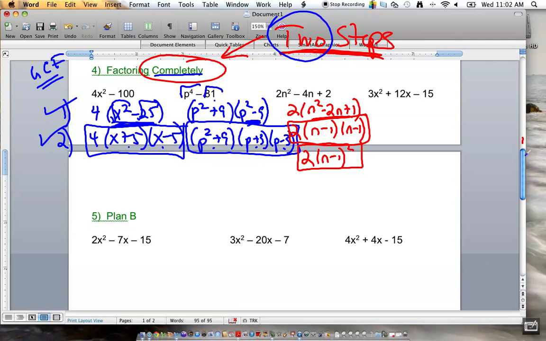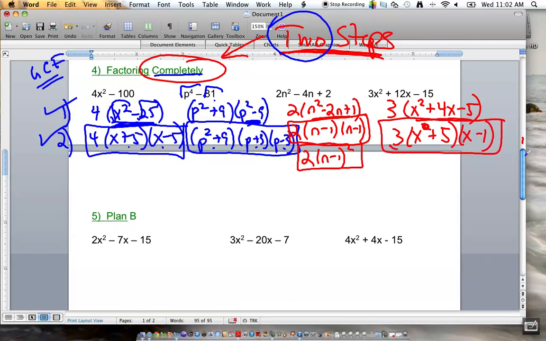Okay? And last but not least, if you haven't paused the tape already, try this one again. What do they share in common? They share a 3. And that leaves me with x squared plus 4x minus 5. I can factor my trinomial. 3 times x plus 5 times x minus 1. Notice again, all three factors are included. 2 steps. Step 1, step 2.